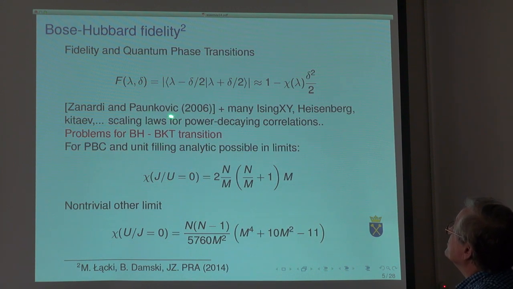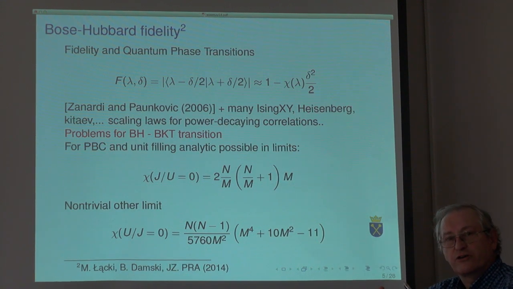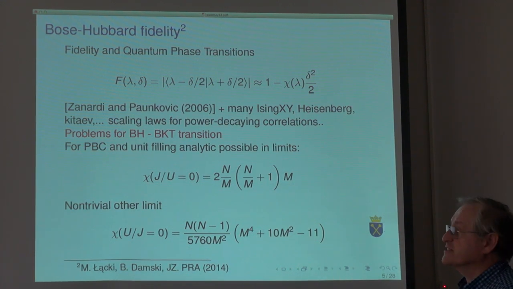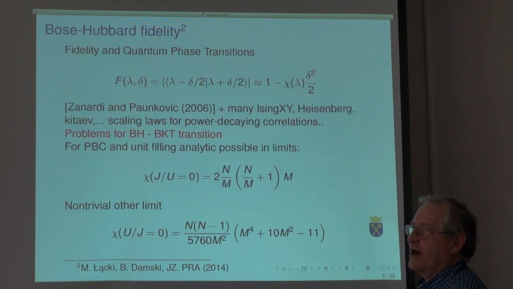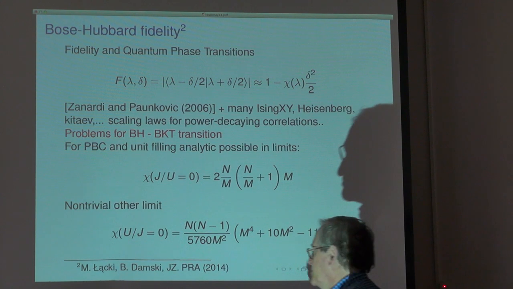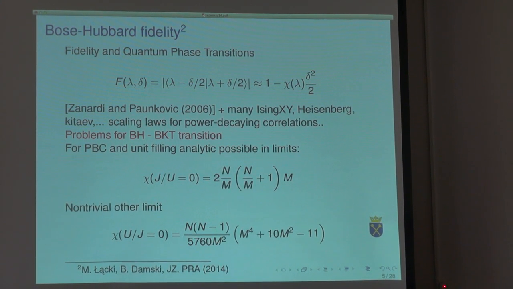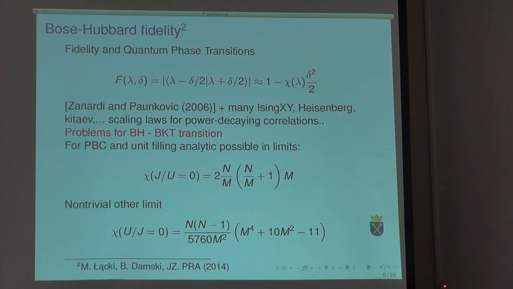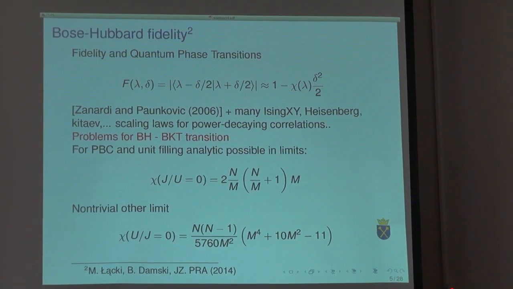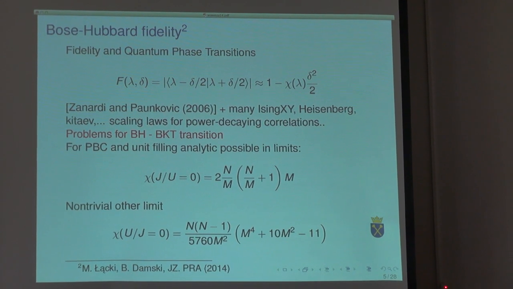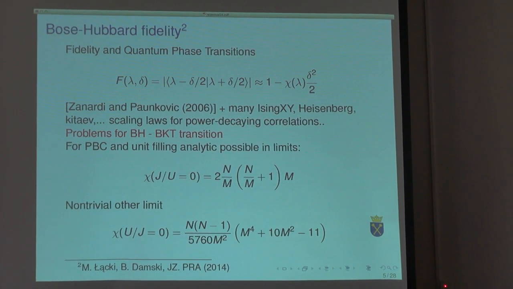If you have a nice scaling law for power correlations close to the phase transition, then you can also get a nice scaling law for this F. What is lambda? Lambda is the value of the parameter. I have a Hamiltonian depending on some parameter. In my Bose-Hubbard model, I will have a Hamiltonian depending on, say, J, or J over U, because it is the only real parameter.